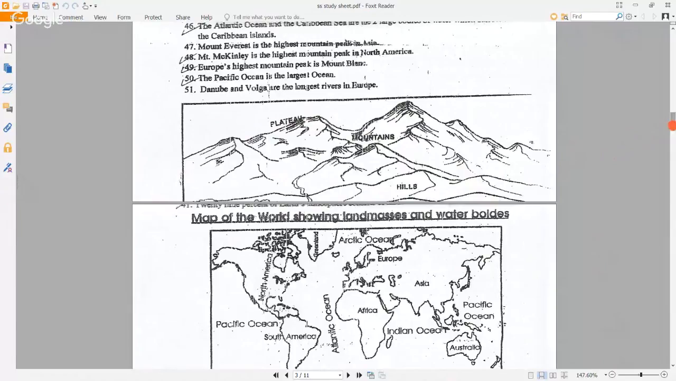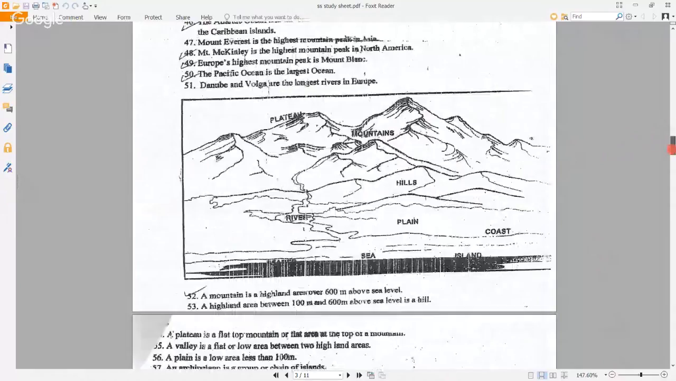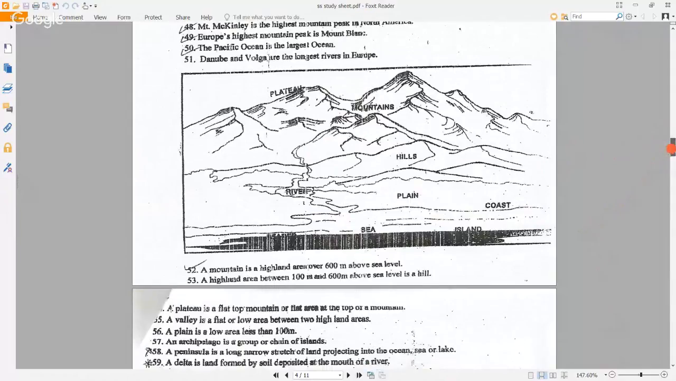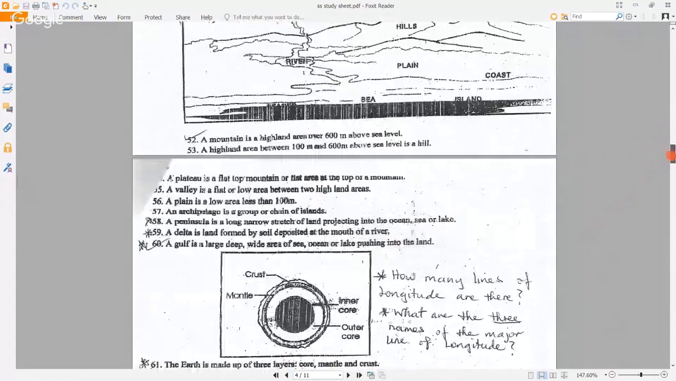All right. So here we have a better view of it here. So we have the hill, we have the plain, we have the coast, right? And you know that the coast would be land that adjoins the sea, meets, that would be called the coast. We have a river here, and we know that rivers usually start in highland areas and they flow to lower areas. So if we go now to 55, a mountain is an area over 600 meters above sea level, and 53, a highland area between 100 and 600 meters above sea level is a hill.